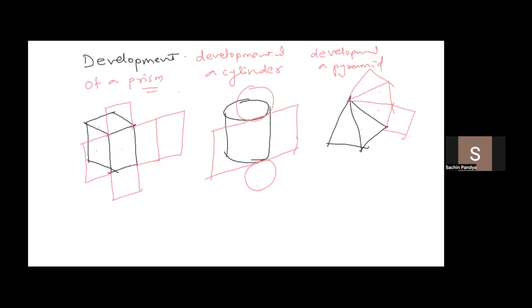Let's say cone. I will explain all this in detail. I'm just giving you a rough idea. Cone. So when you open it, it will look like this and a circle. So these 4 types of development we need to see. So we'll start step by step. First, we'll start with cube or square prism. That would be easier.